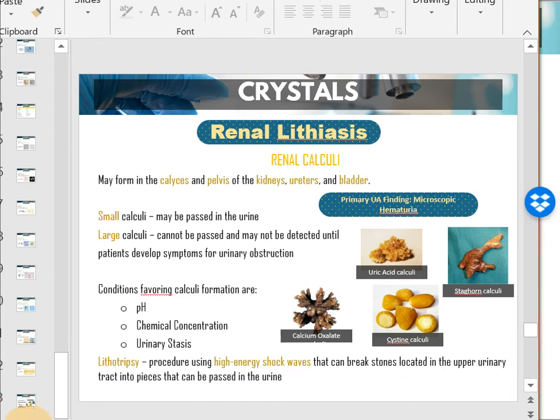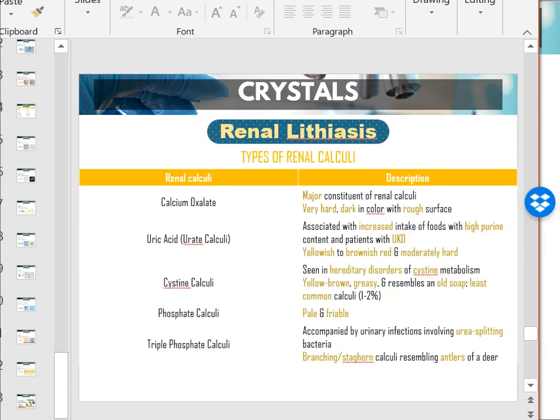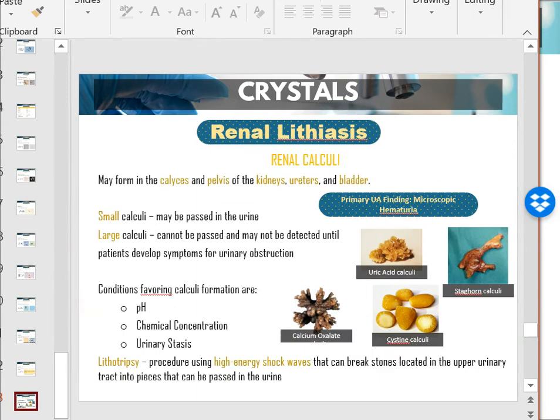Alright, so another chikara. We have your types of renal calculi: CaOx, uric acid, cystine calculi, phosphate calculi, triple phosphate calculi. For the descriptions: CaOx, the major constituent, is very hard, dark in color with a rough surface. As you can see here, it has spines, thorns.